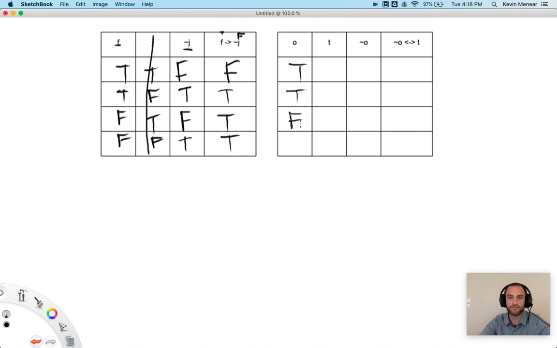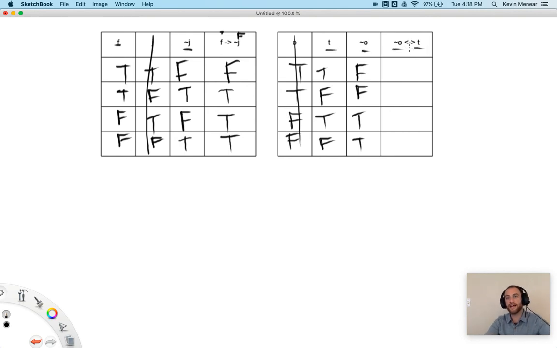All right, boom. True, true, false, false, true, false, true, false. Not O is the opposite of O, so that's going to be false, false, true, true. I was comparing it to O here. Again, I only care about not O and T, so I'll get rid of that, comparing not O and T, those truth values.